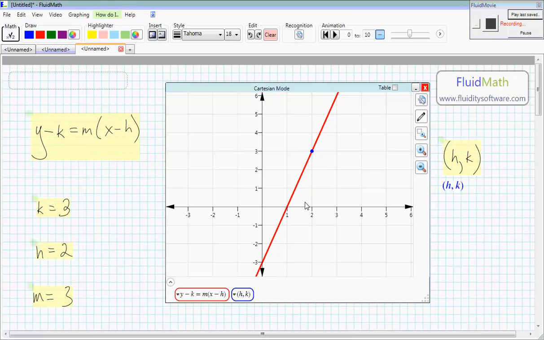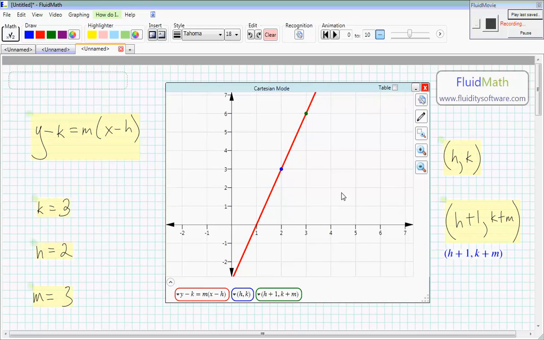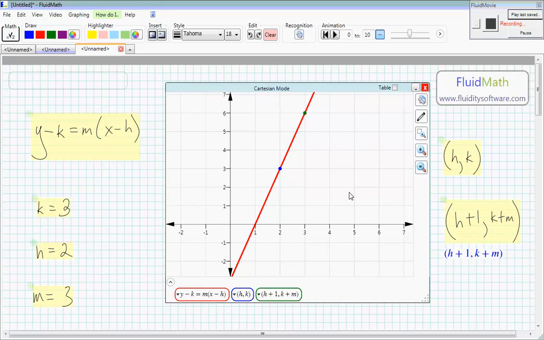And let's look at, if we include the slope, we can say h plus 1, comma, k plus m. And that point. Okay, so if m is the slope, we know that the line must move over 1 and up m.